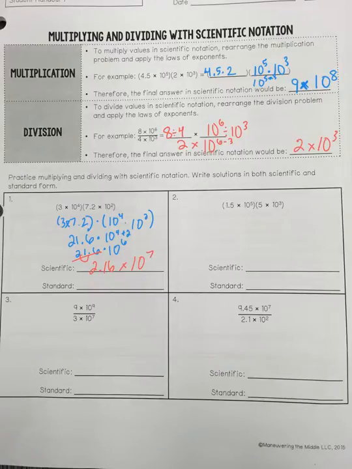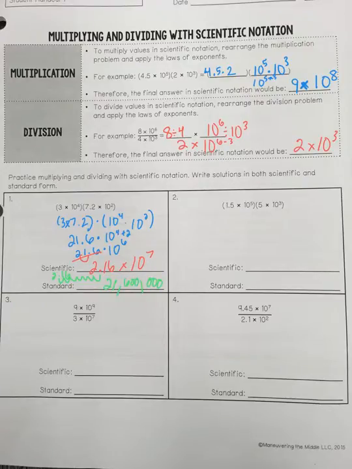And then from here, we can go ahead and expand it out into standard form. So I'm going 7 spaces to the right, 1, 2, 3, 4, 5, 6, 7, for a grand answer of 21,600,600.